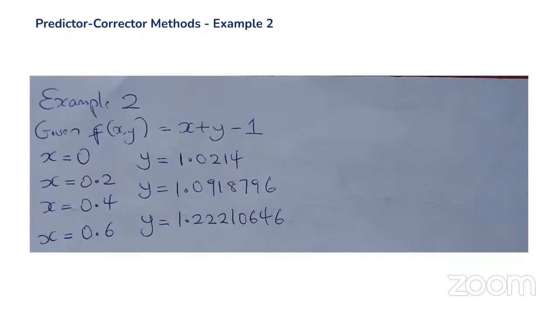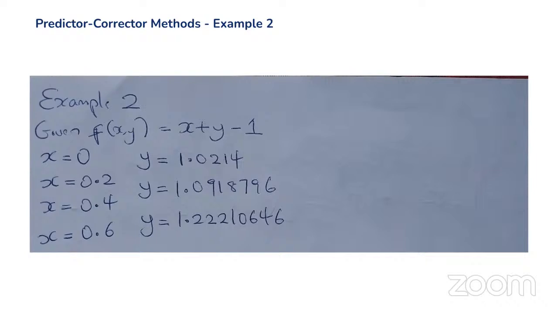Sorry, sir, can you come again, sir? All right, let me explain my thought. You have x equals 0, x equals 0.2, x equals 0.4, x equals 0.6. Those are 4 points. Yes, sir. Then you have y equals 1.0214, y equals 1.0918796, y equals 1.222 10646. That's 3. Yes, sir.